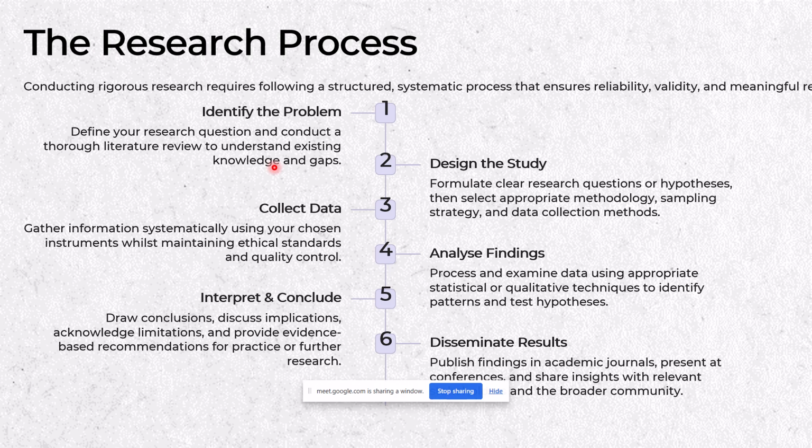The first scientific method is observation. If you want to identify a problem, you can just observe around you or observe a phenomenon. After you have observed, you can now define a question. When you have your question, you can go and conduct a literature review.